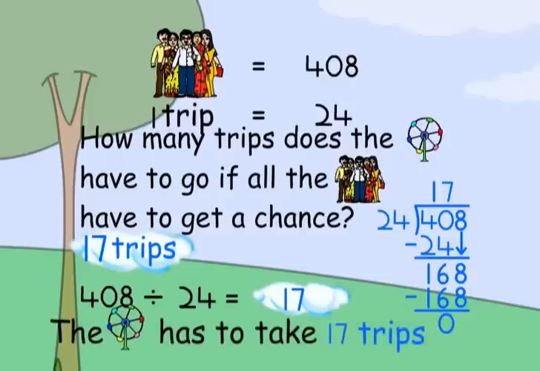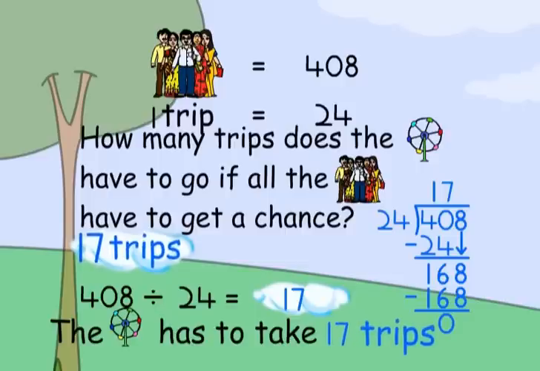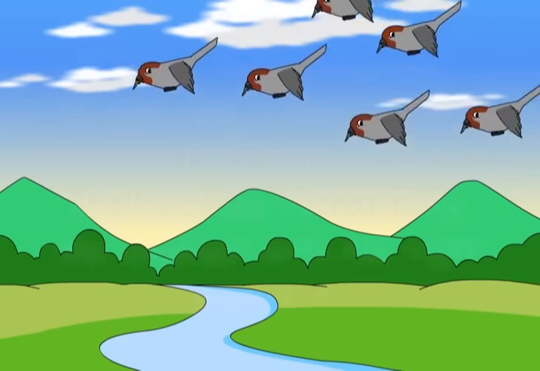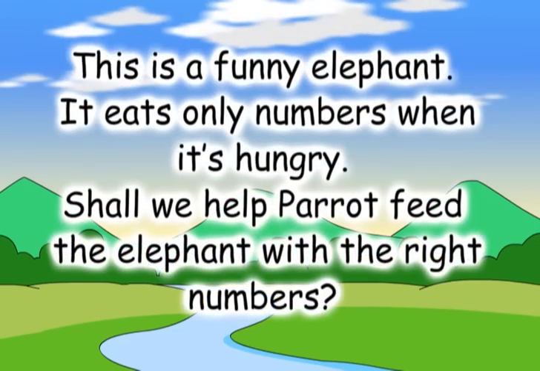The giant wheel has to take 17 trips. This is a funny elephant. It eats only numbers when it's hungry. Shall we help Parrot feed the elephant with the right numbers? Friends, will you do the sum in your notebook?